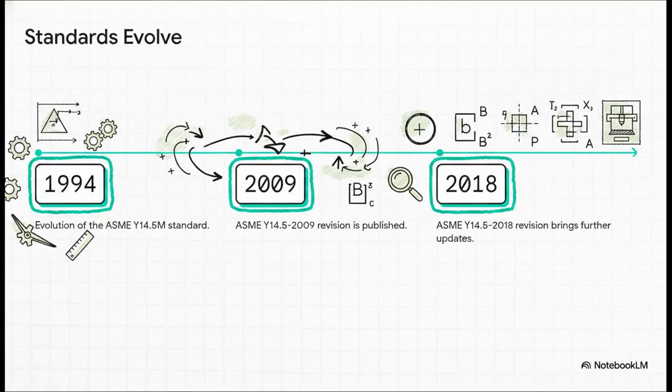Oh, and it gets even trickier. It's not enough to just scribble ASME in the title block and call it a day. Why? Because these standards are living, breathing documents. They evolve. The rules change over time. New symbols get added. Definitions get tweaked. I mean, the way you control a complex profile in the 2018 standard could be totally different from how you did it back in the 94 version. And that's exactly why specifying the revision year is every bit as critical as naming the standard in the first place.